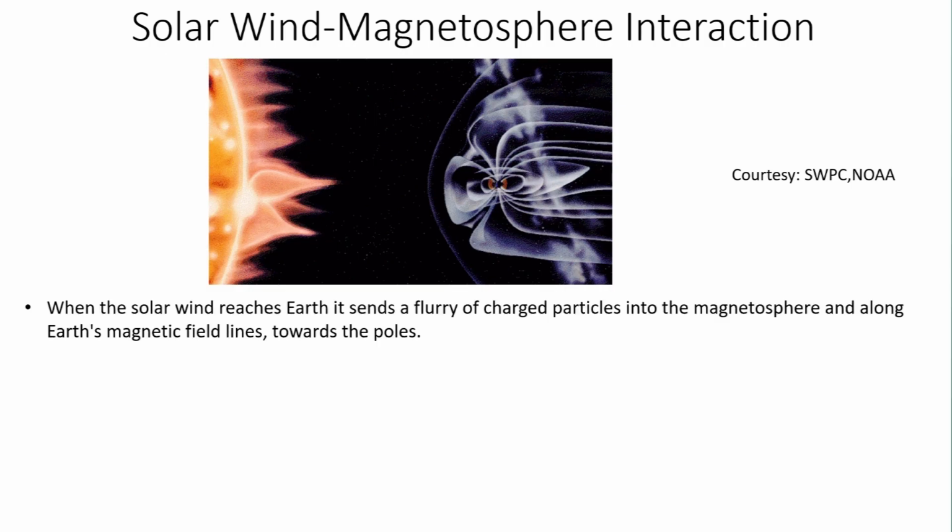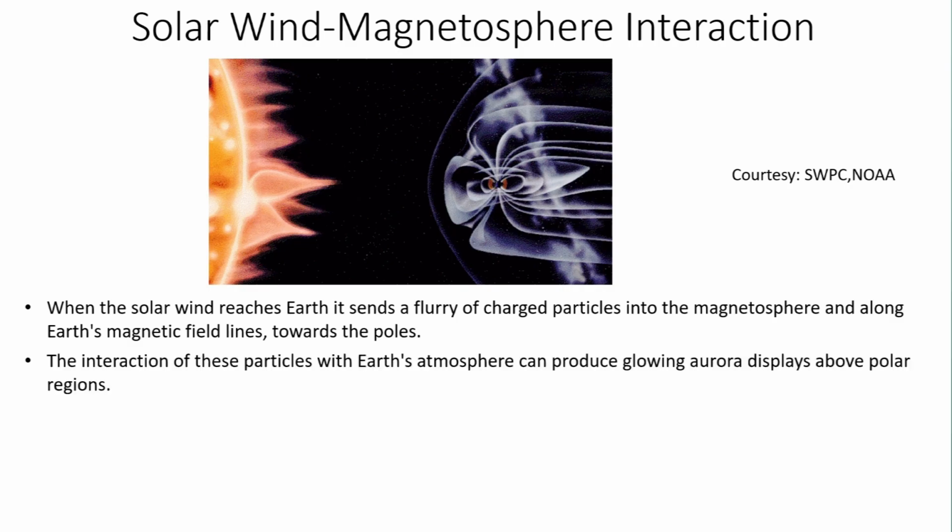Whenever the solar wind reaches the earth, it sends a flurry of charged particles into the magnetosphere along the earth's magnetic lines towards the poles. Now, the charge gets trapped by the magnetic field, it cannot cross the magnetic field. This is the property of a moving charge: when a charge moves in a magnetic field, it gets trapped or gyrated by the magnetic field. As a result, those charged particles cannot enter directly into the magnetosphere.